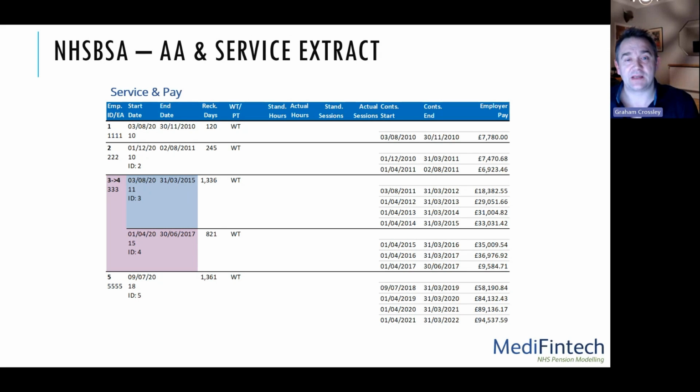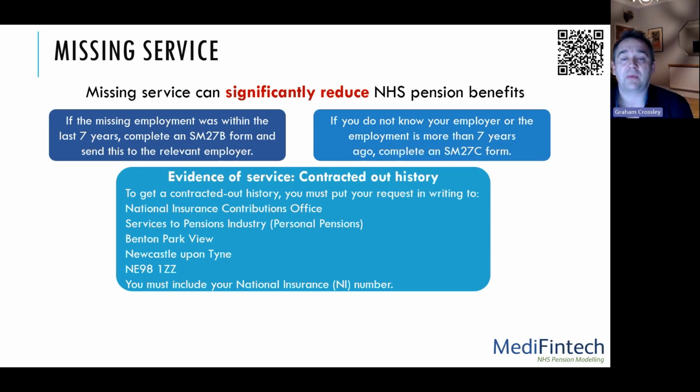Now, what's good about this is it makes it an easy way of trying to spot if there's any errors. Now, we find errors in about 1 in 8 cases. And if you have missing service, it can have a significant impact on your NHS pension benefits. If you do have missing service, don't worry, there is a process you can follow. Again, if you want access to these forms that are on the screen, the QR code takes you straight to the NHS BSA website. Because all you need to do is get evidence of the missing service.